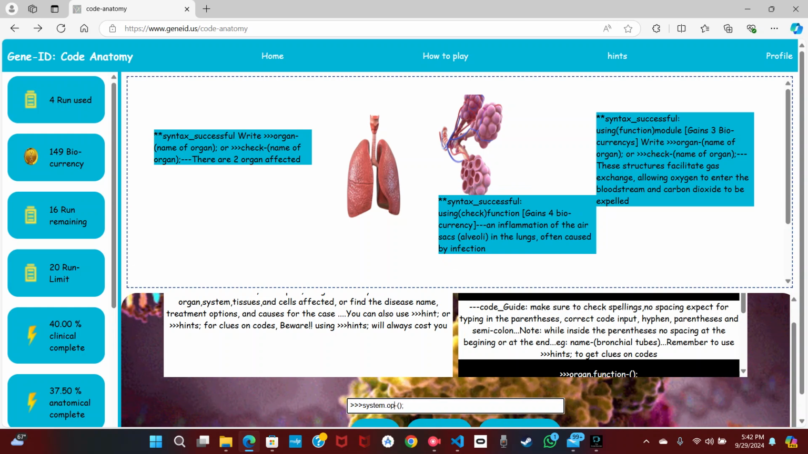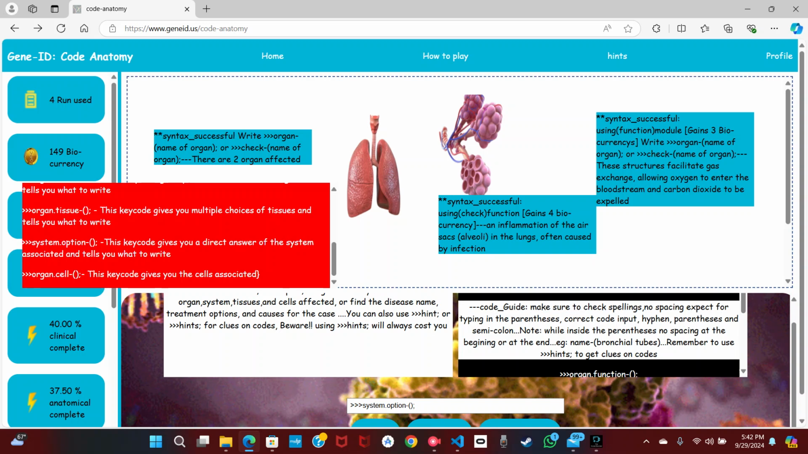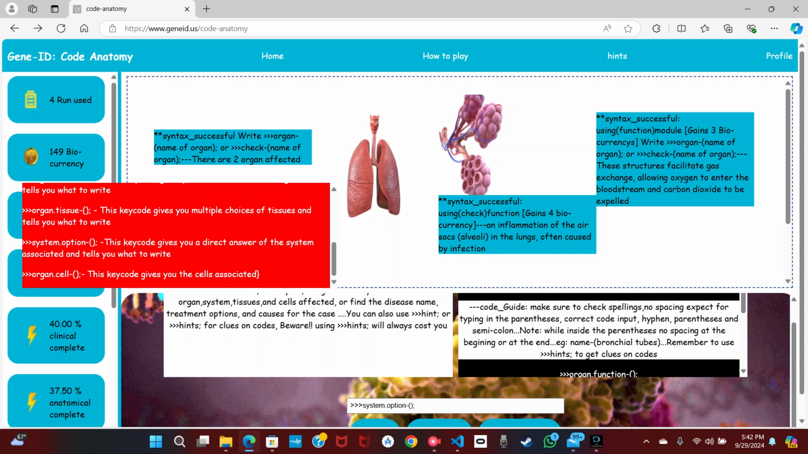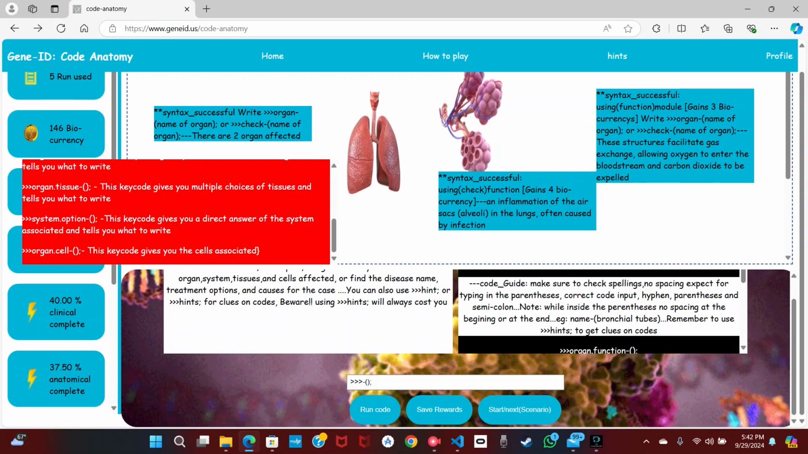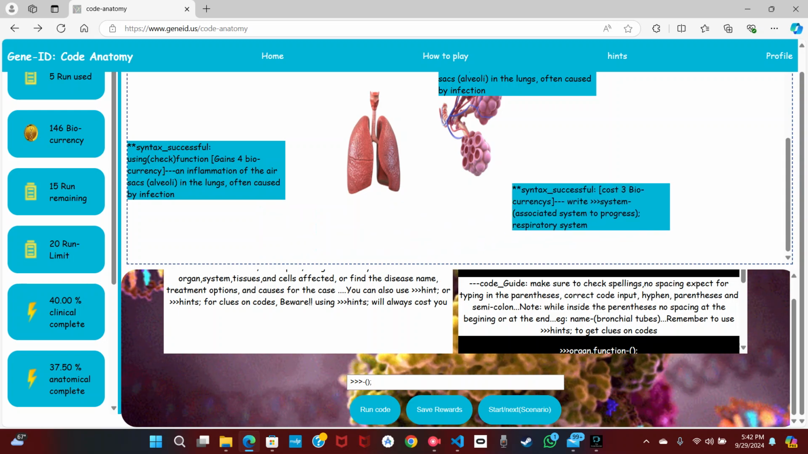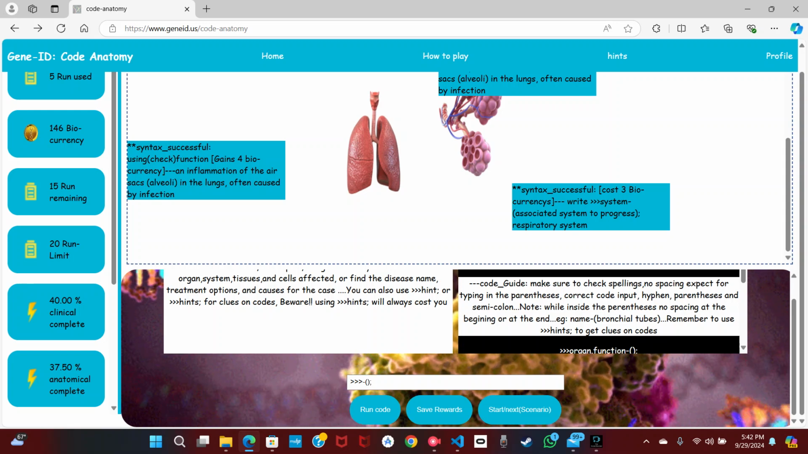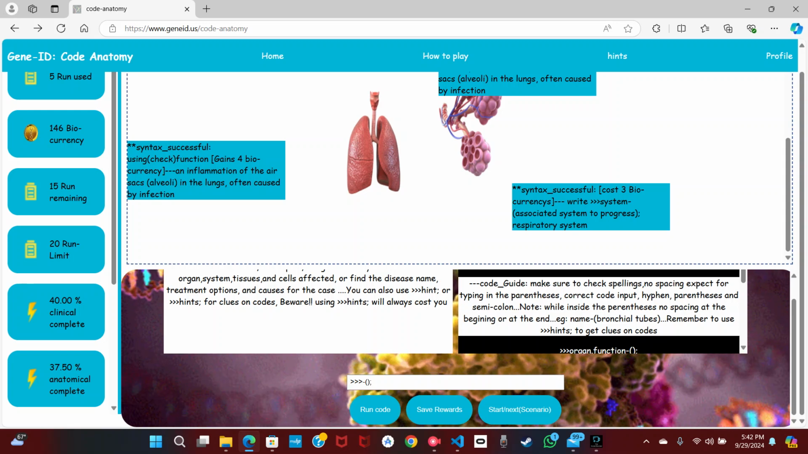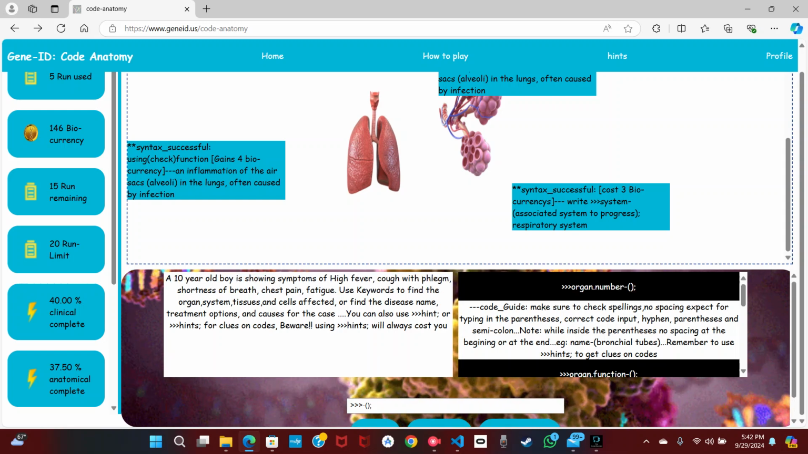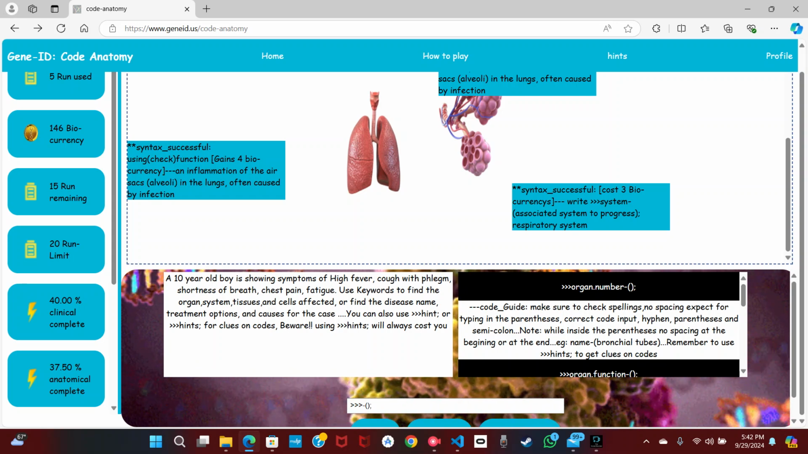I should type up system dot option, just like you saw on here. I'm going to go ahead and type it up so you could see the response it gives me, because at the end of the day, you will still need that response. And as you can see here, I have the system and it's giving me instructions on what to write. It's telling me, write system associated, system name. So basically what Code Anatomy does is have you input the names of either an organ, a system, or a disease name.